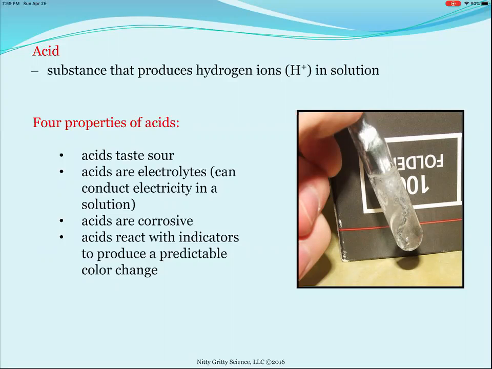An acid is a substance that produces hydrogen ions in a solution. So hydrogen ions, remember, they have a plus charge, and if it produces hydrogen ions, then it's called an acid. There are 4 properties of acids. They taste sour, they're electrolytes, which means they can conduct electricity in the solution. They're corrosive, so they rust things and break things down. And they react with indicators to produce a predictable color change. Okay, those are some properties of acids.